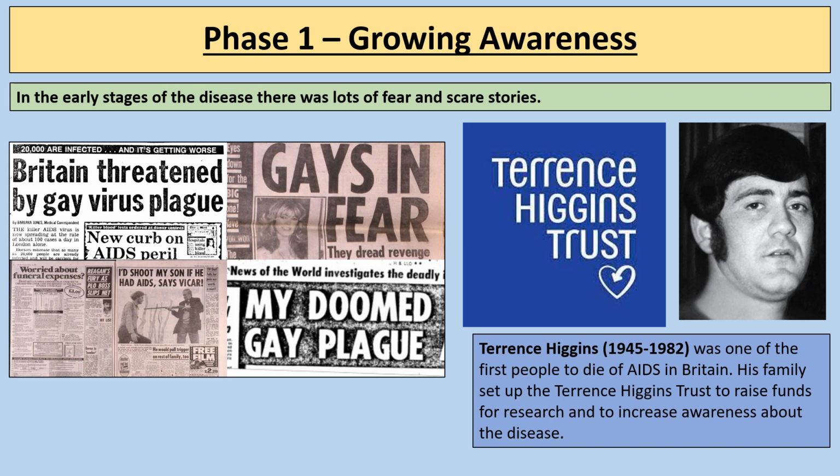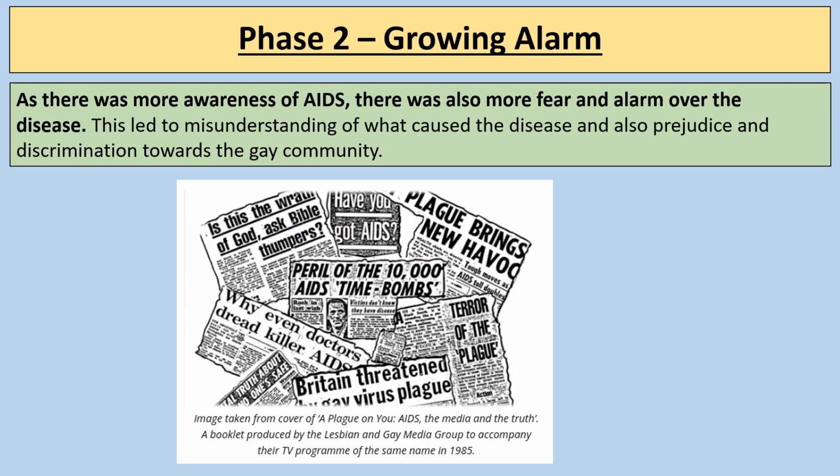So phase one is growing awareness. In the early stage of the disease, there was lots of fear and scare stories. Terence Higgins was one of the first people to die of AIDS in Britain, and his family set up the Terence Higgins Trust to raise funds for research and to increase awareness about the disease. Now, as there was more awareness of AIDS, there was more fear and alarm over the disease, which led to misunderstanding of what caused the disease and also prejudice and discrimination, particularly towards the gay community.